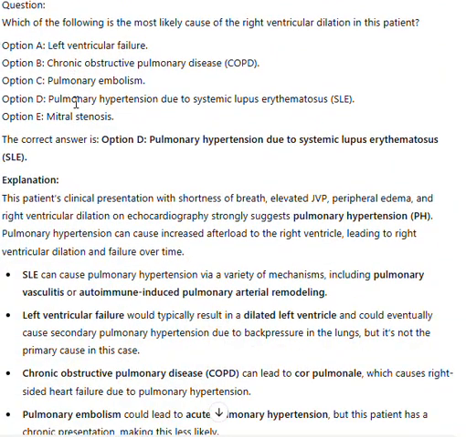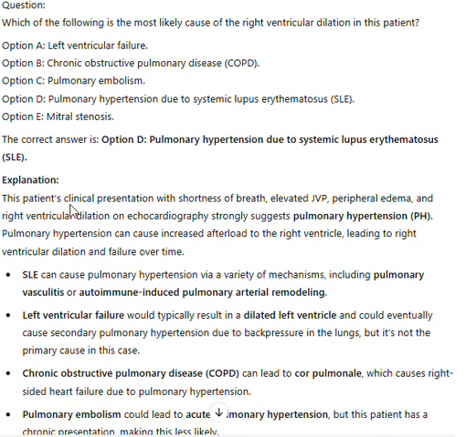Option A, left ventricular failure. Option B, chronic obstructive pulmonary disease, COPD. Option C, pulmonary embolism. Option D, pulmonary hypertension due to systemic lupus erythematosus, SLE. Option E, mitral stenosis. The correct answer is option D, pulmonary hypertension due to systemic lupus erythematosus.